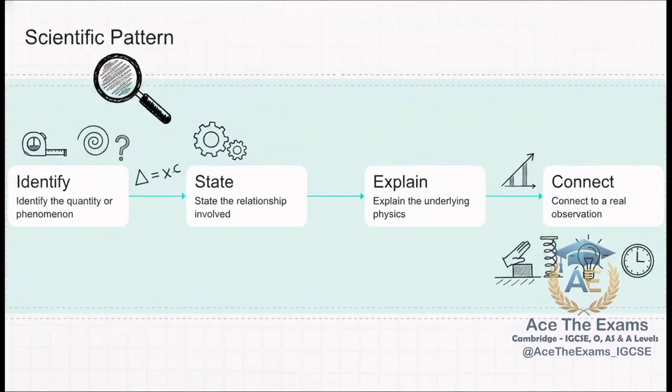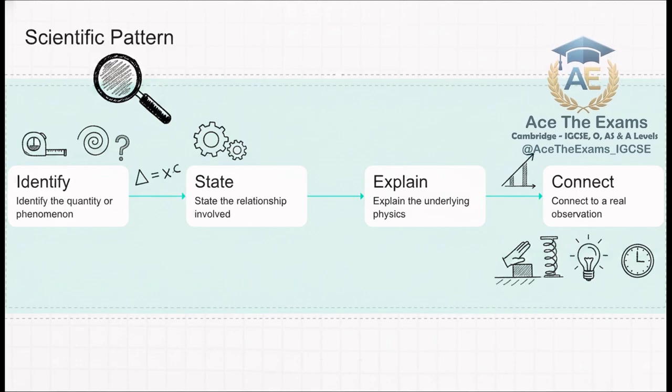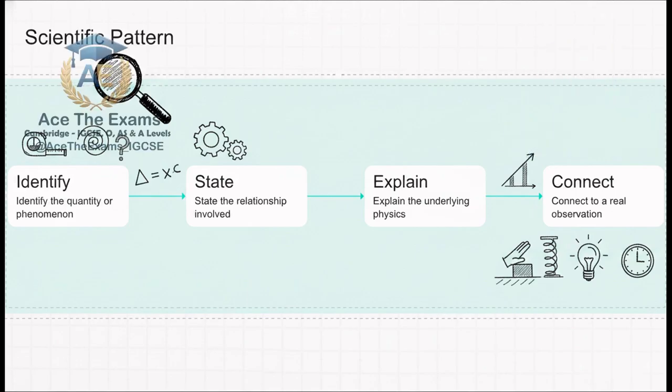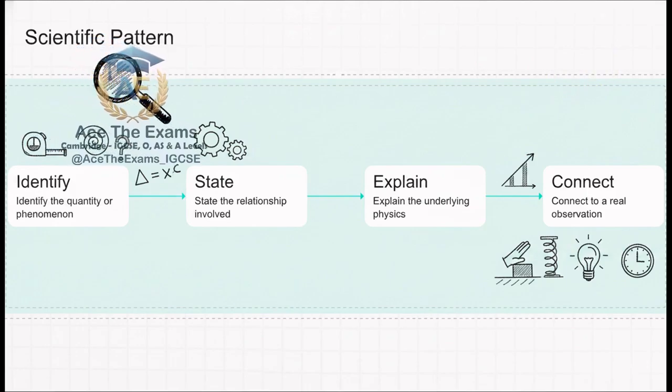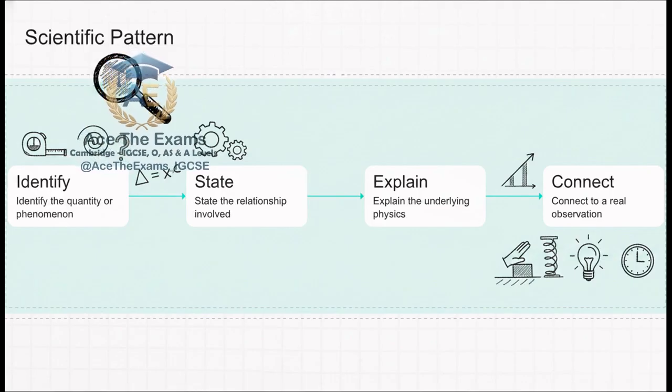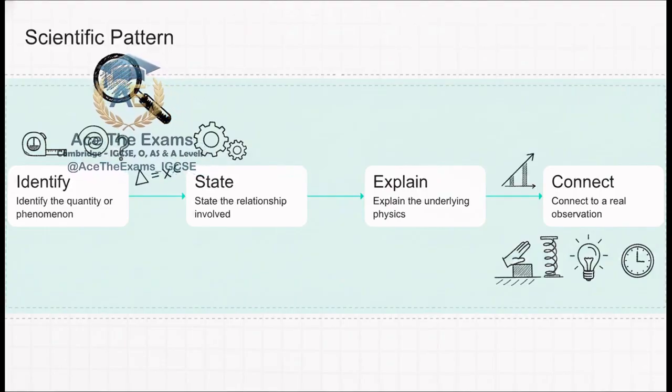To do that consistently without fail, we use a crucial 4-step scientific pattern. Let's walk through this physics success blueprint together. First, identify the specific quantity or phenomenon you are actually dealing with. Stop and ask, is this kinematics? Is this thermodynamics? Second, state the symbolic relationship or definition involved. This is where you bring in the formulas, but only when the physical setup is crystal clear in your mind.